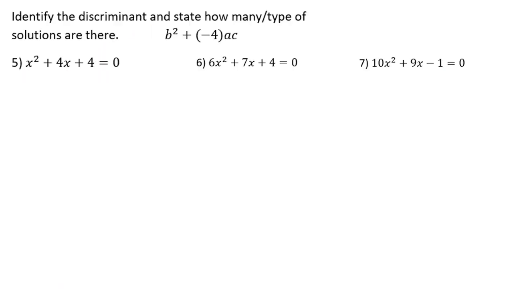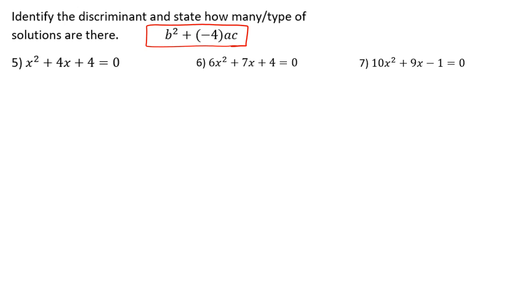Okay, identify the discriminant and state how many and what type of solutions there are. So here we go. We got ourselves a formula. This is our discriminant formula. It's b squared plus negative 4ac. And we're just going to plug it in, and based on the kind of number we get, will tell us how many solutions there are.